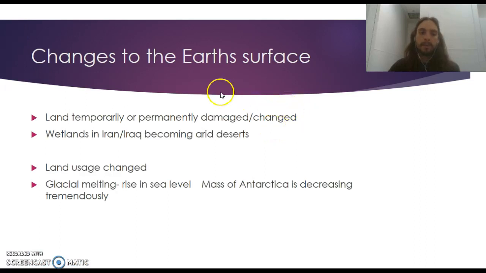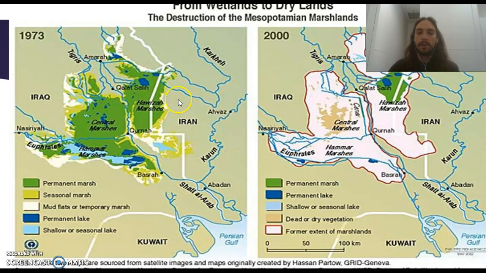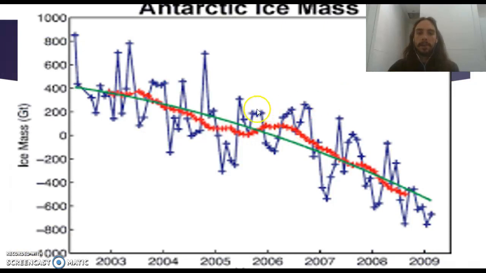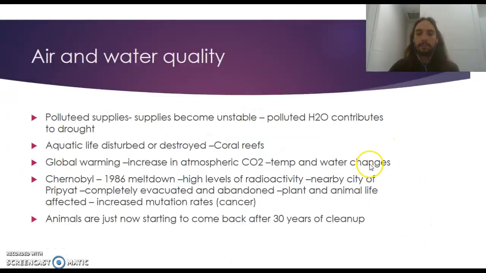So we've got changes to the Earth's surface. Land is temporarily or permanently damaged or changed. A good example is the wetlands in Iran or Iraq becoming arid deserts after they blew up a lot of oil in that area and it destroyed a lot of the wetlands. Land usage has changed, so glacial melting is going to cause a rise in sea level, and the massive Antarctica ice is decreasing tremendously. So here, this is before, look at all that wetland, and this is after, in 2000. No more wetland. And this is basically due to Saddam Hussein and our first Gulf War. And then here is the Antarctic ice mass. It's just going down, and this is going to contribute to global warming and a rise in sea level.